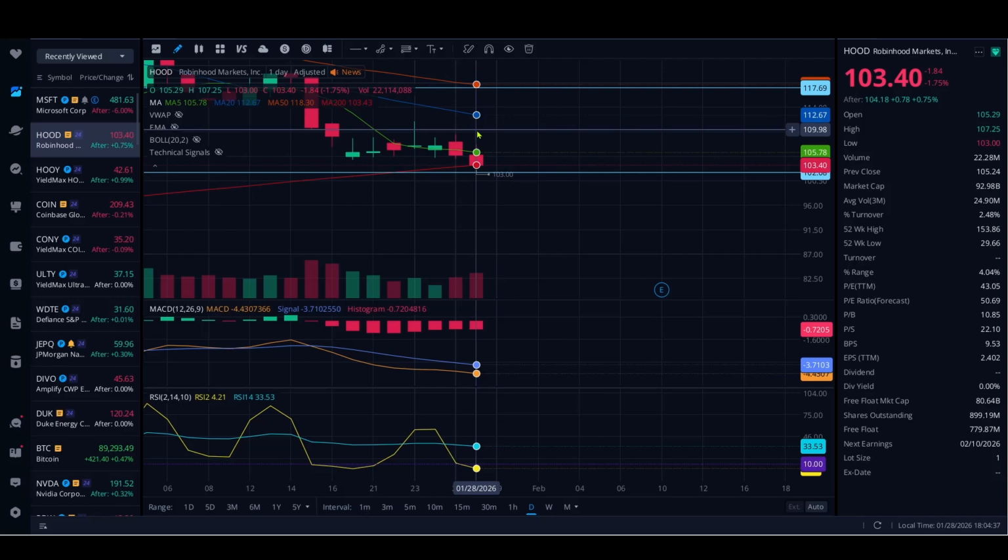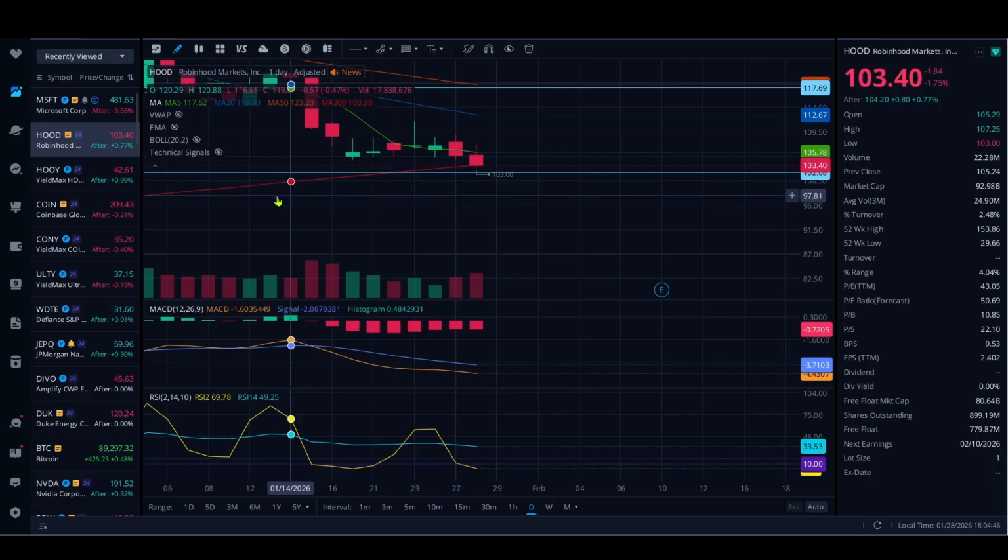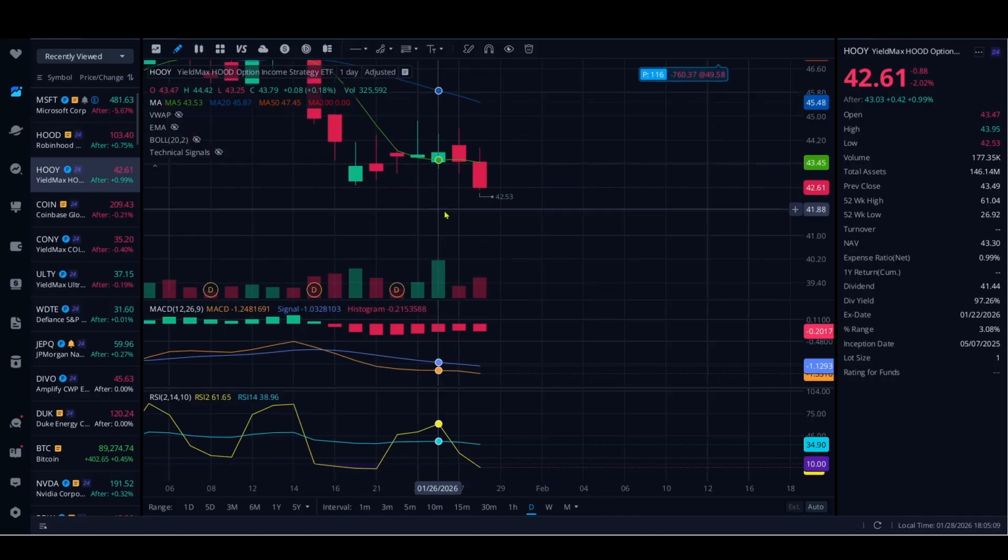And what did we close at? 103.40. I mean, is that a coincidence? I don't think so. That's a pretty strong indicator, the MA200. So hopefully we can just hit that, bounce off of it, and we can start moving up. And of course, if HOOD is going to bounce off of this MA200 and start moving up, guess what HOOY is going to do? Well, HOOY is going to also start moving up.